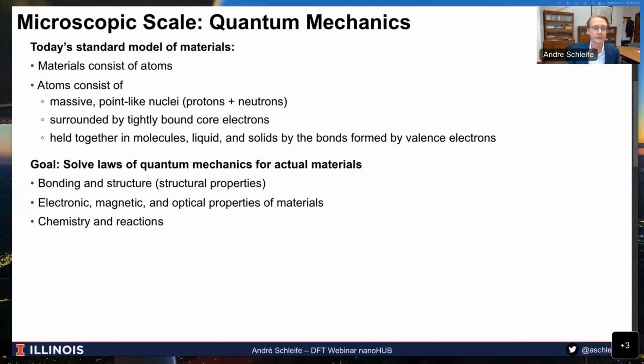Examples of such properties include the bonding and the structure of the material. I mentioned that already. It can also include electronic, magnetic, and optical properties of your material. And it can go all the way to chemistry and reactions. So all of these things involve either ground or excited state properties of electrons, and that's something we would like to solve. All right, so that's the starting point.